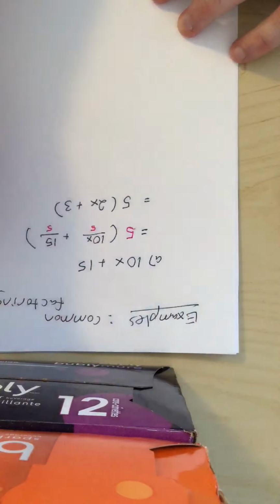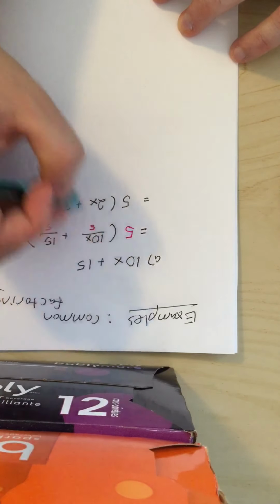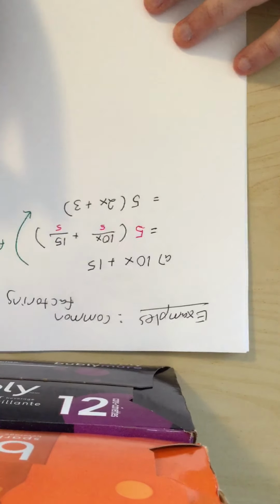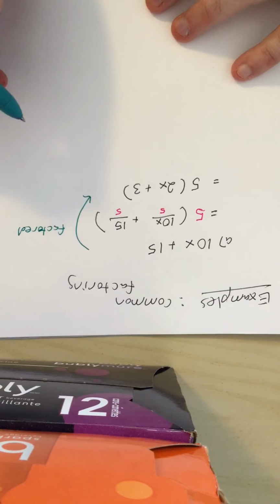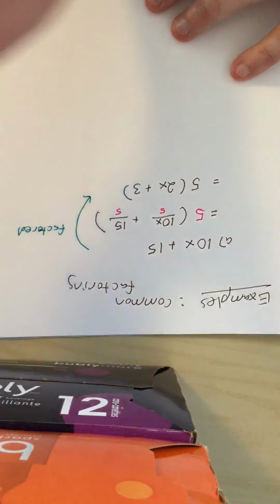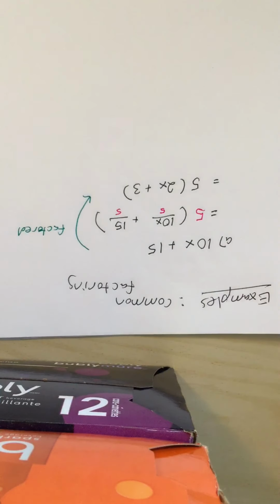And what we have here, when we went from there to there, this is factoring. We factored, and we common factored. Common factored means that we found something that was in common between the two terms, and we factored it out. That's the term that we use for that. It was factored out.